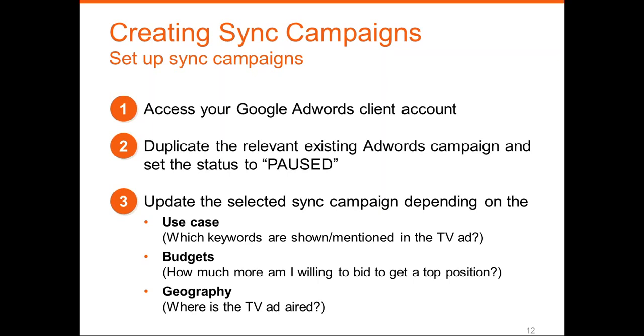So actually setting a lower keyword level bid than the original campaign, but doubling the mobile bid adjustment, for example, is a way to go. So that way you're going to have a higher bid on mobile devices, and you're going to deliver the sync campaign, but the normal campaign will continue to run on desktop.